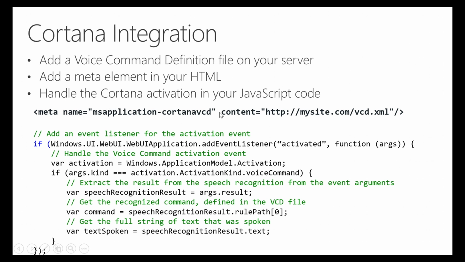This is how the meta tag actually looks like. It's a ms-application-cortana-vcd. And then you specify a link to your VCD file on your server. This is all hosted on your server. And then this is just a sample of what the JavaScript on your server, again, would look like to handle the Cortana activation in order for your app to take back the speech reco from Cortana and do something cool.